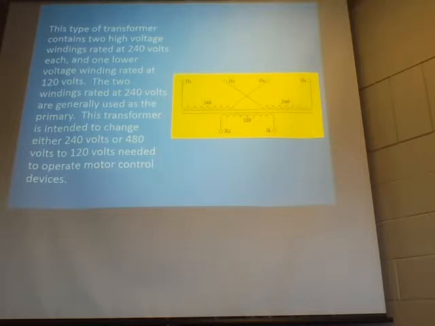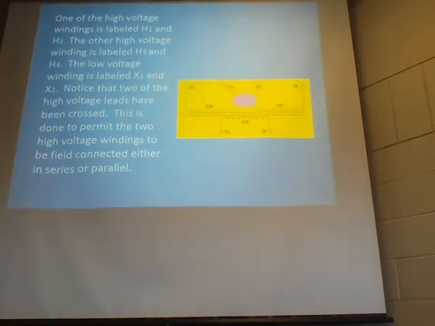The two windings rated at 240 volts are generally used as the primary. This transformer is intended to change either 240 volts or 480 volts to 120 volts needed to operate motor control devices. One of the high voltage windings is labeled H1 and H2. The other high voltage winding is labeled H3 and H4. The low voltage winding is labeled X1 and X2. Any transformer you're going to see, the high voltage, the primary, is going to be labeled H, the secondary is going to be labeled with an X.